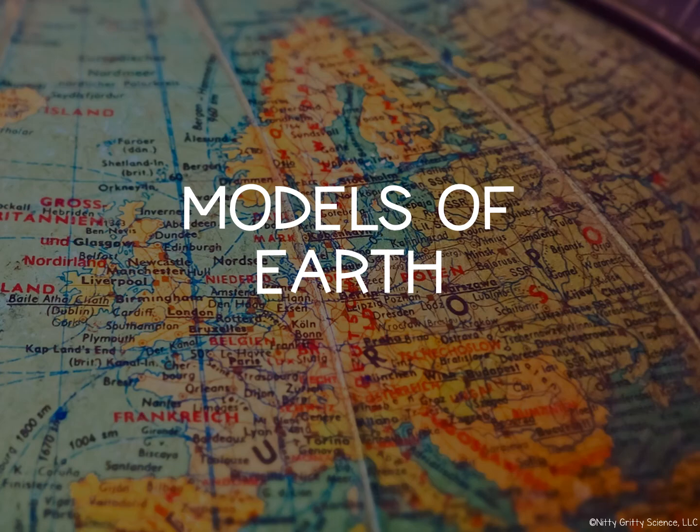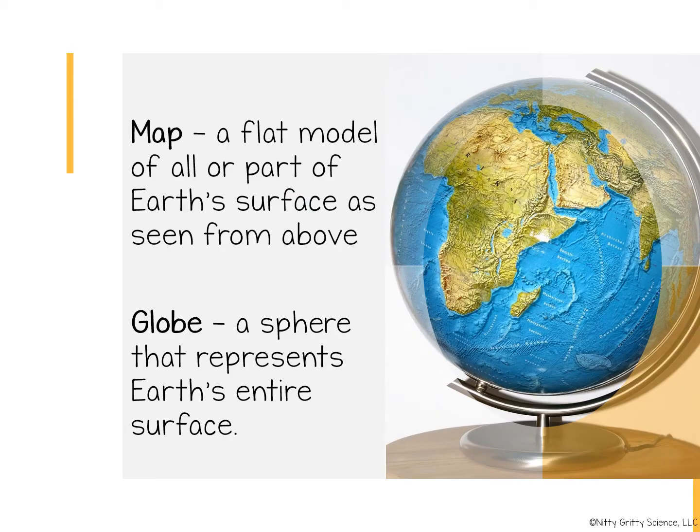Models of Earth. Maps and globes show the shape, size, and position of Earth's surface features. A flat model of all or part of Earth's surface as seen from above is called a map. A globe is a sphere that represents Earth's entire surface. It correctly shows the relative size, shape, and position of land masses and bodies of water.